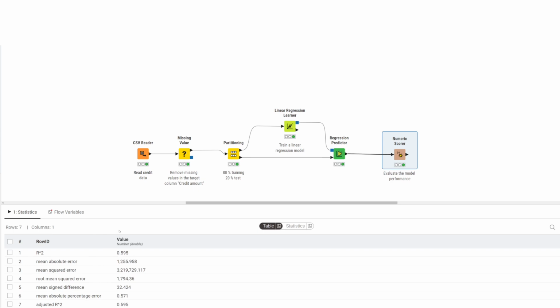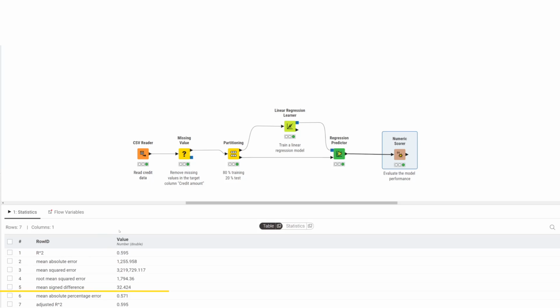1256. Mean squared error. This metric is commonly used in optimization processes but does not have an easy interpretation. Root mean squared error. The square root of the mean squared error. It has the same unit as the target column. Here the error is 1794 euro, which is bigger than the mean absolute error because this metric weights the big differences more.